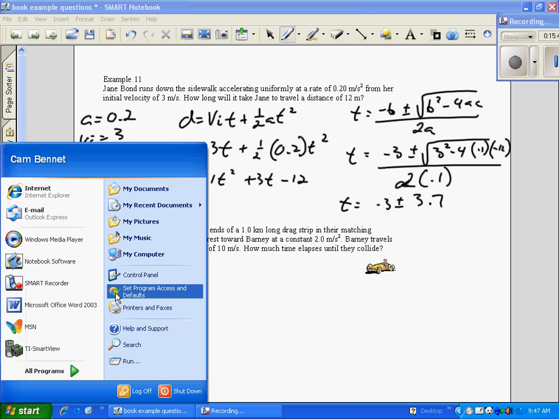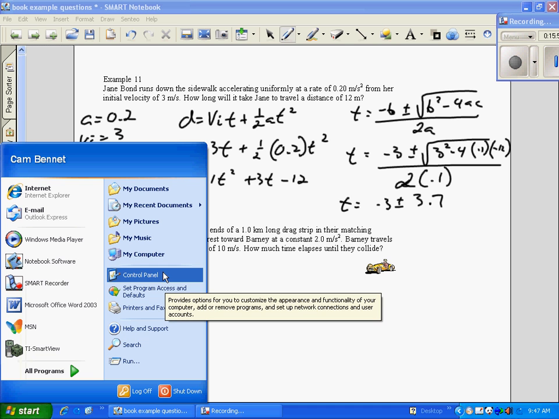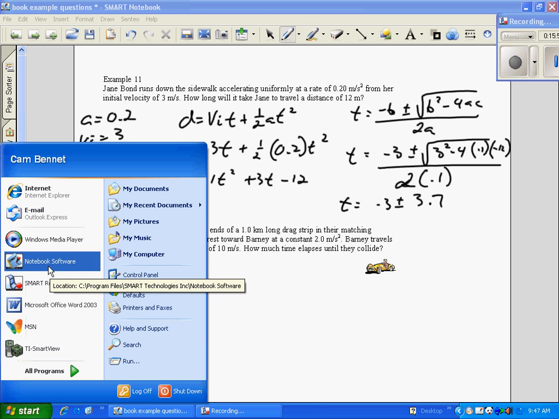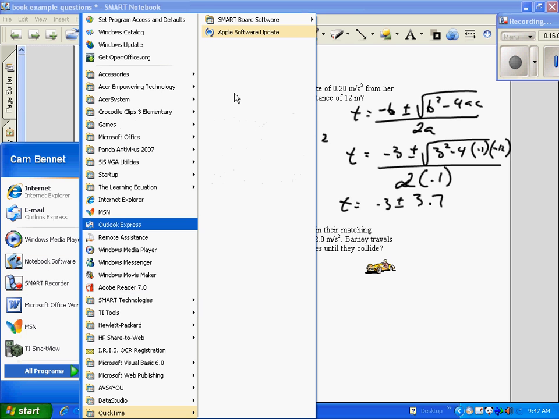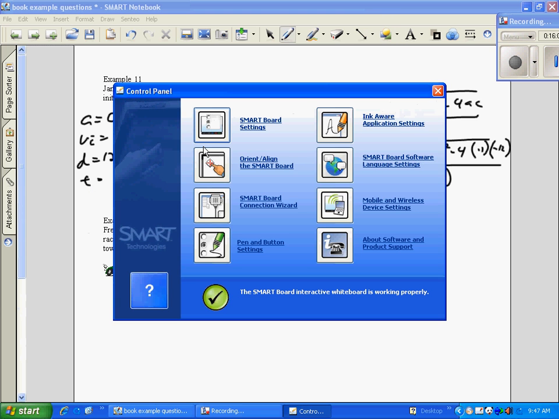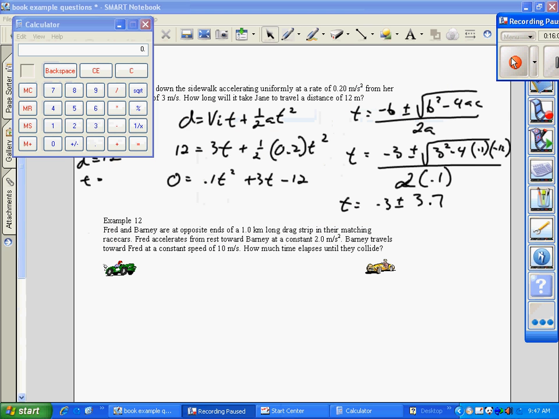I'll get my calculator up and running here. Okay, so here's my calculator. It's going to be 3 squared, so that's 3 times 3, minus 4 times 0.1 times negative 12. I get negative 6. What's going on there? Note this calculator does order of operations. Did you all get 3.7 for the square root value?